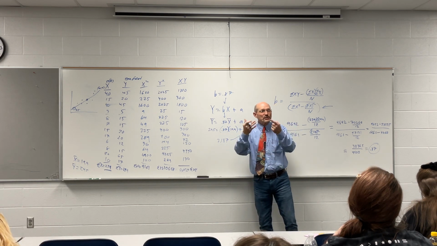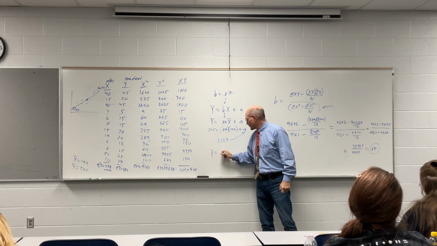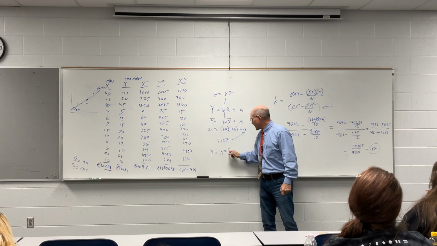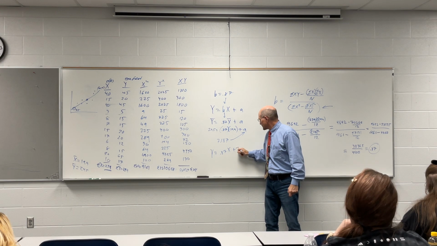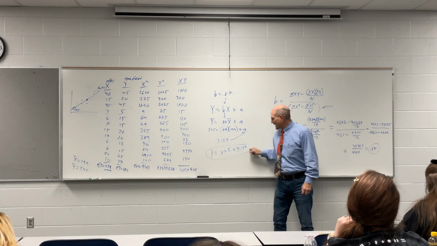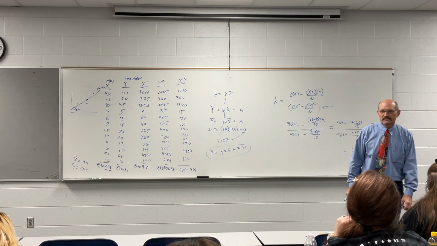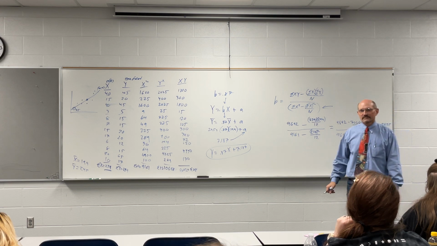Now I go back to my generic form of a line, which is any old y equals 0.87 times any old x plus 7.187. That's our line, and that is our line of best fit. Oh my goodness, beautiful. Yeah, I think I do like this better. Go back a little bit.